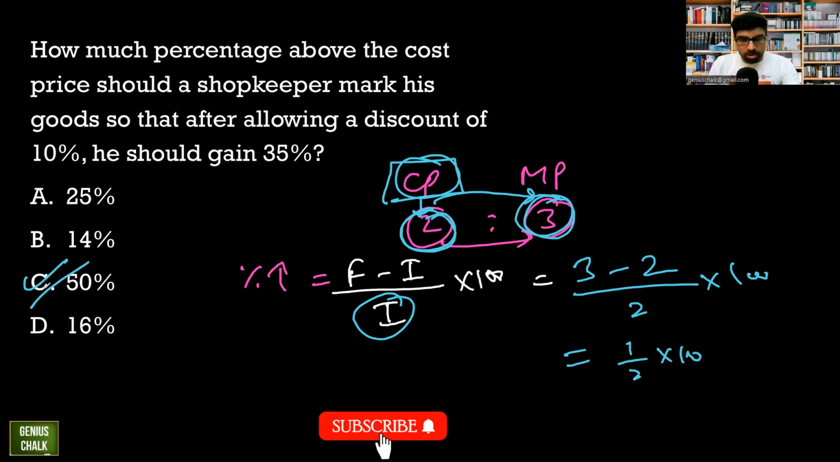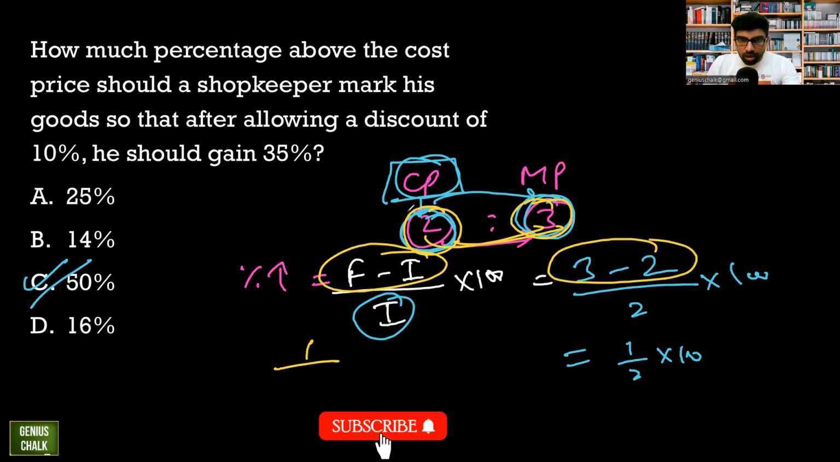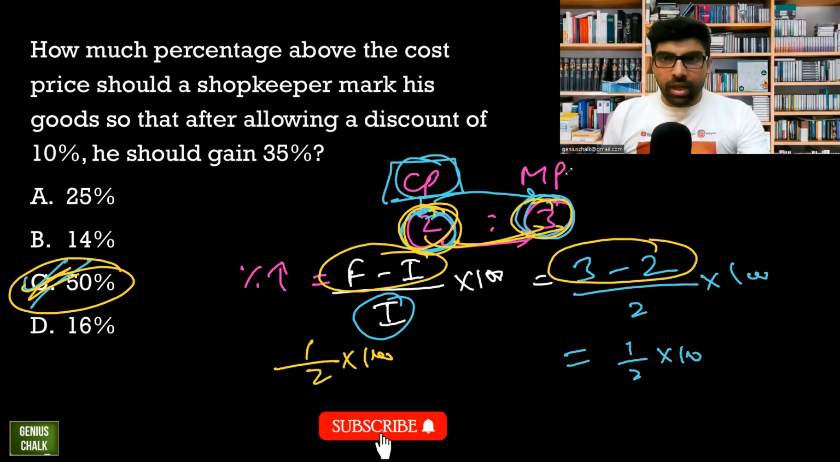That is 50%. So you can find it using this, or directly: the difference of 2 and 3 is final minus initial, so 1. What is the initial value? It is 2. So 1 by 2 in percentage is 50%. That is my answer. So that's all for the session. I hope you have learned and enjoyed it. Thank you so much for watching.